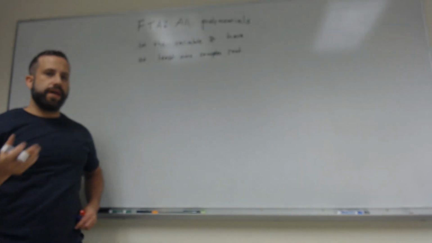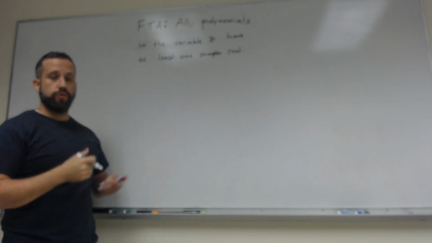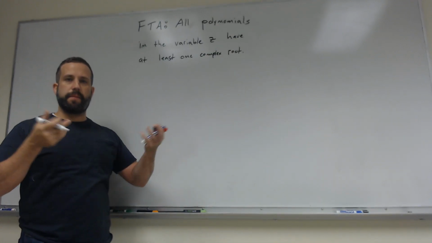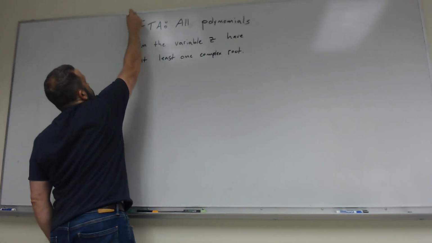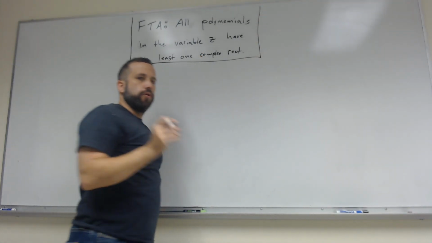Okay, and then of course we can reduce this to the real case, or we can derive the real case from this. If I have a polynomial in a variable x, I just replace x with z and I'm going to have a real root. Sorry, not a real root, a complex root.